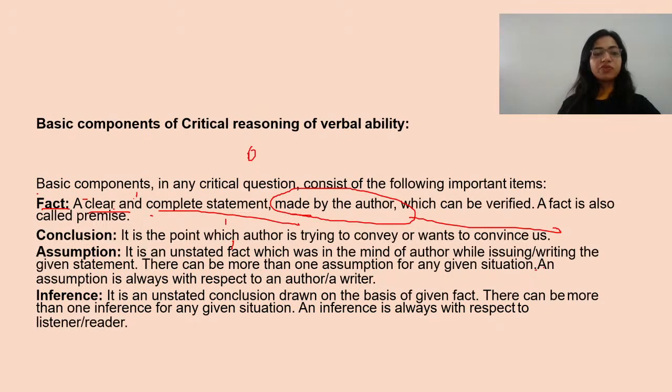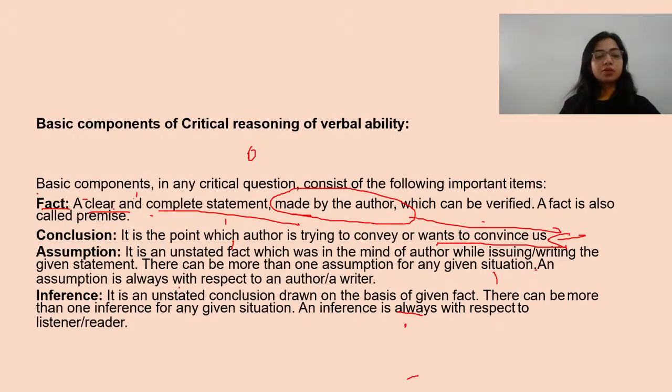Next comes fact. What is fact? Fact is a clear and complete statement. It is made by the author. Sorry, let's come to conclusion. Conclusion is the point which the author is trying to convey or wants to convince us of. So conclusion is not your side of the story, what you have concluded. Rather, conclusion is the point that the author is trying to convey or wants to convince us with. So never assume that what you think, what you are concluding, is the conclusion.